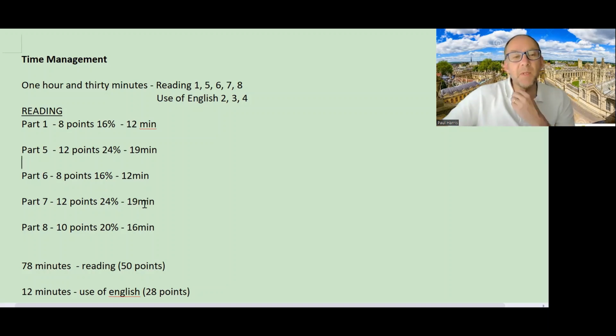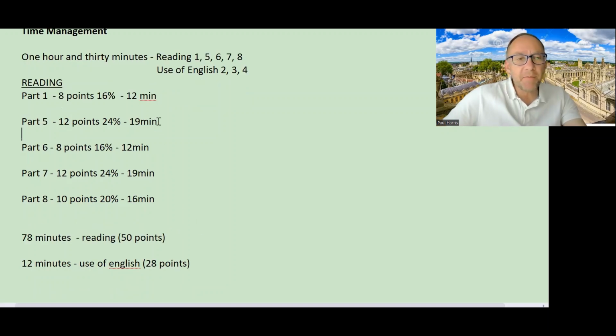Part 7, which seems to be a problem for everybody, okay, 6 questions, 2 points each, there are 12 points. Again, 20 minutes, more or less, okay? And the last part where you have 4 or 5 different sections, you get 10 questions, 1 point each. Again, we're looking at about 16 minutes, okay? So if you add up all of this, we're looking at about 78 minutes, and that gives you 12 minutes to go through the use of English, okay? And these are the points here that are represented for each part, okay?